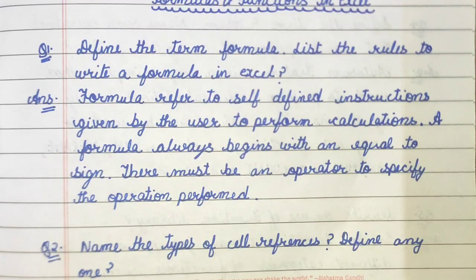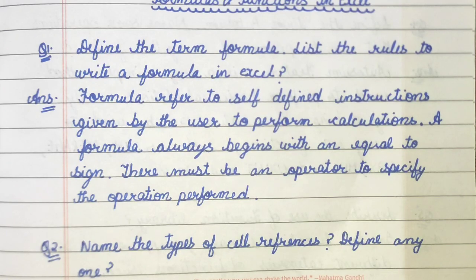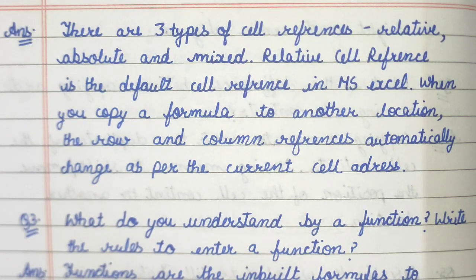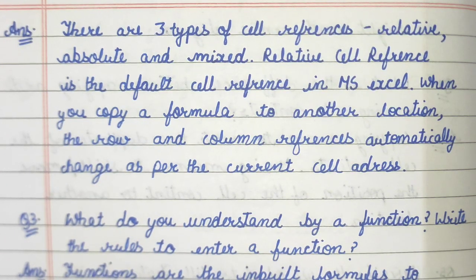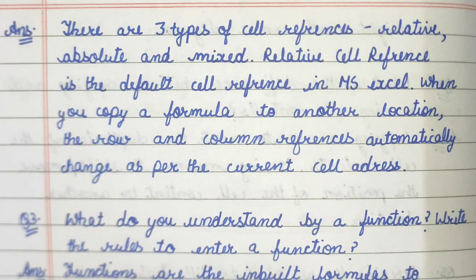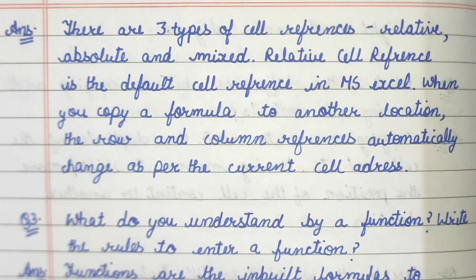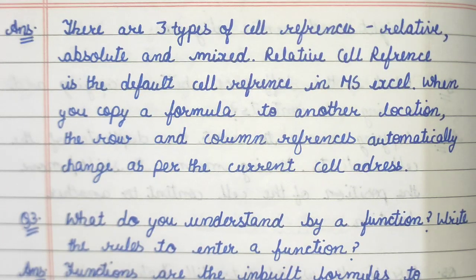Question number 2. Name the types of cell references. Define any one. Answer. There are 3 types of cell references: relative, absolute and mixed. Relative cell reference is the default cell reference in MS Excel. When you copy a formula to another location, the row or column references automatically change as per the current cell address.